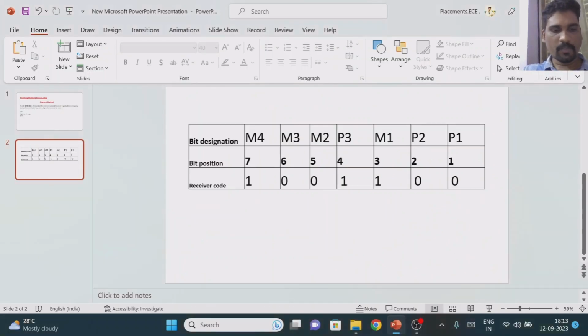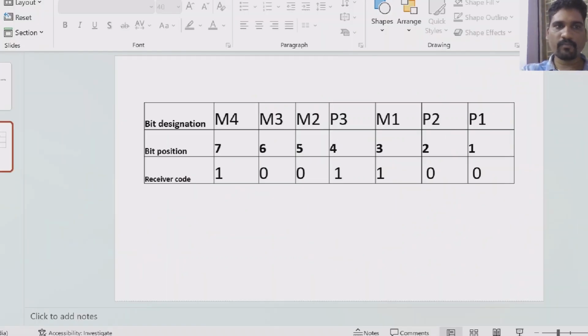To find the P2 value, where do we need to start from? We need to start from the second bit value. Here, 2 means at a time we need to consider 2 bit values. We should start from the second bit and at a time consider 2 bits, that is, we consider 2 comma 3.